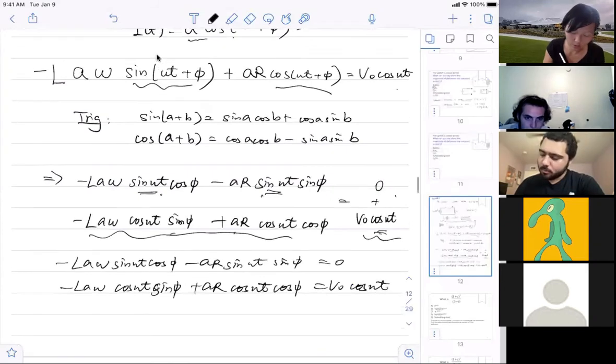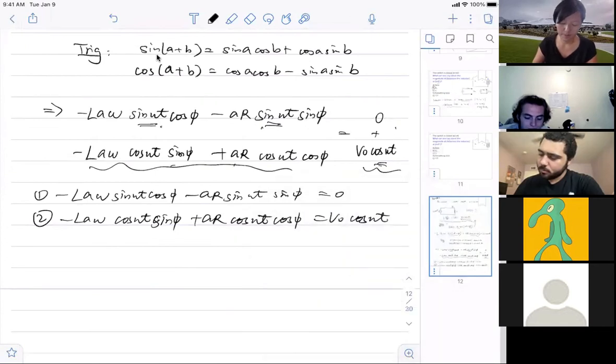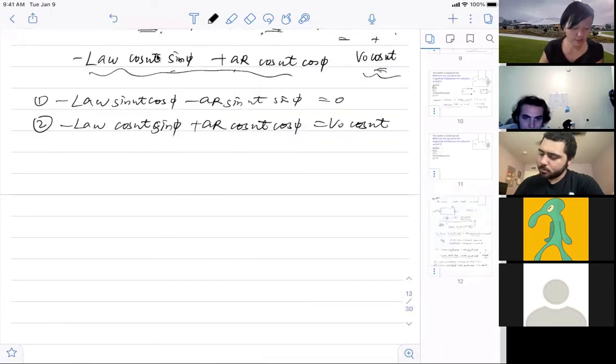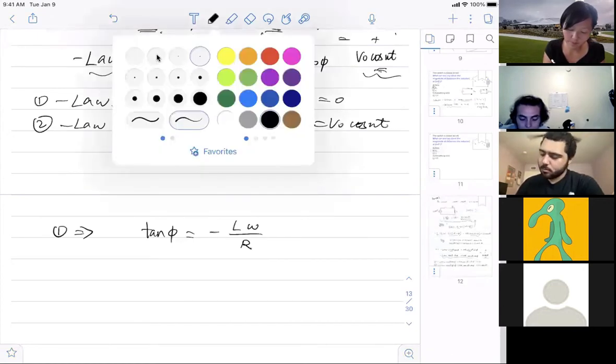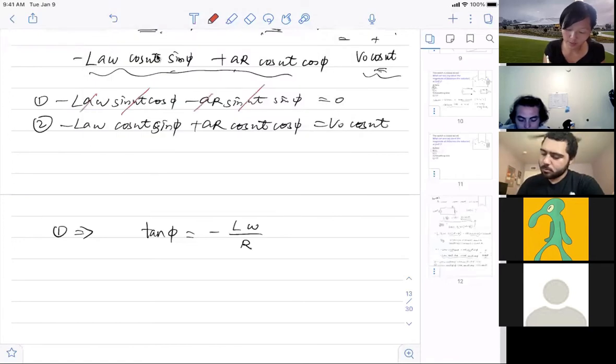Okay, so can we call it equation 1? This is equation 2. Okay, let's solve this. From equation 1, sine omega t cancels, right? And I get a cosine and a sine, which will give me a tangent phi that is negative L times omega over R. And A also cancels, you see? So that is what I've solved for phi.